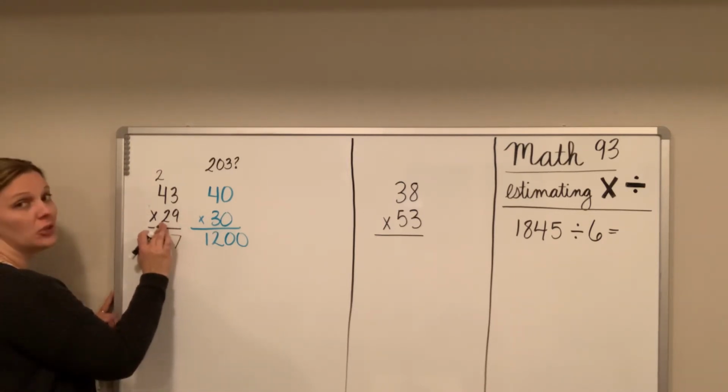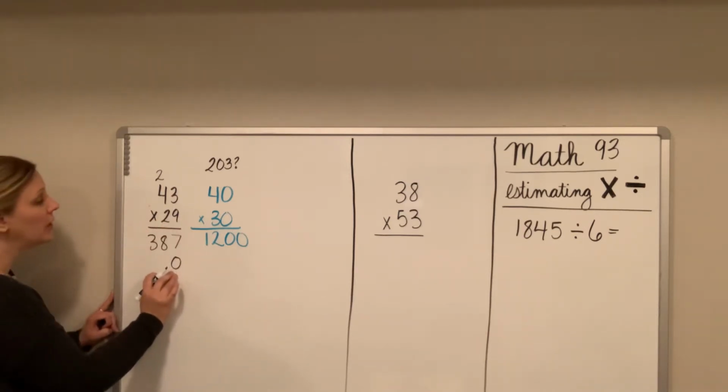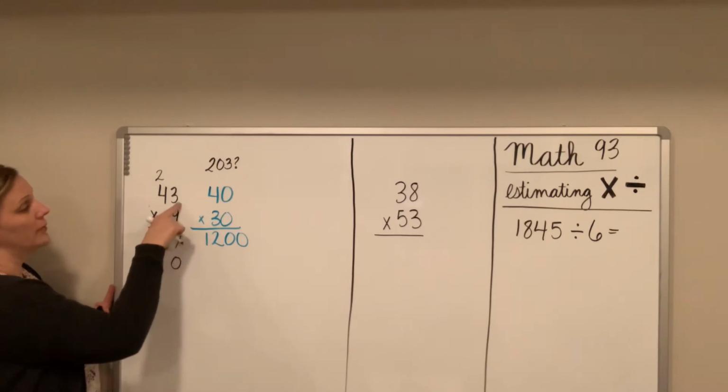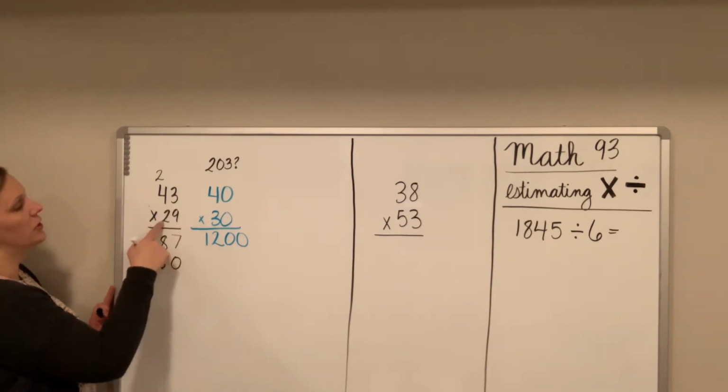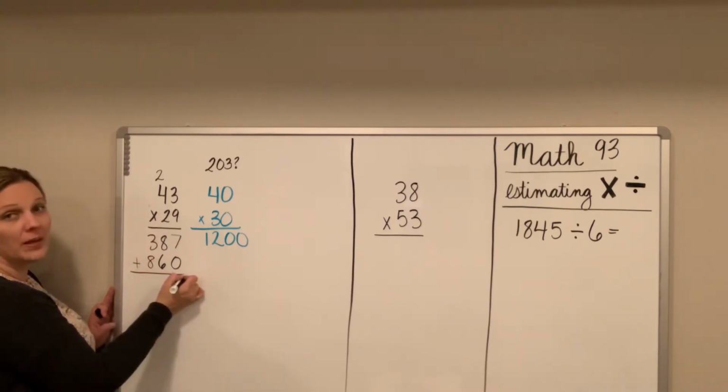I'm moving over to my 2, which is in the tens place, so I need to remember my placeholder, 0 down here. Now I go 2 times 3 is 6. Then 2 times 4 is 8. I have found my product. Now I need to add them together to find my sum.